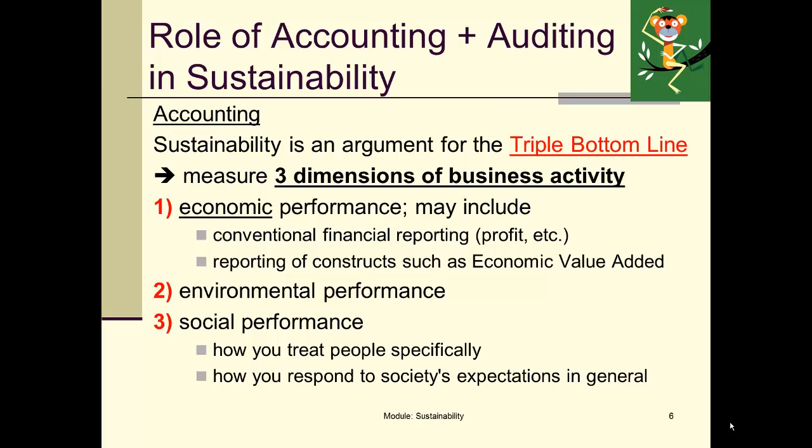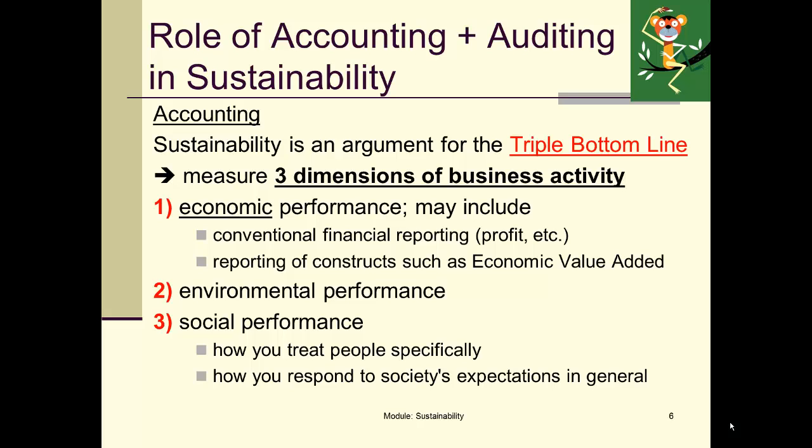Okay, so that's sustainability. Now let's link this to accounting. How do accounting and auditing come into this? Well, you may have heard of the accounting concept of the triple bottom line. The triple bottom line is a reporting framework that tries to address these three key dimensions of business activity, where sustainability is viewed as being important.